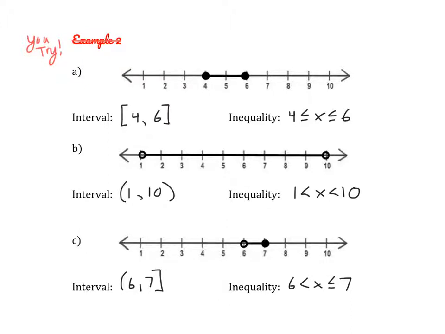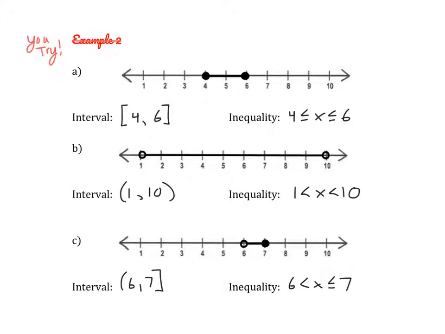Okay, go ahead and check your answers. So here it's between 4 and 6, it's closed dots, so both are brackets. And then it's between 4 and 6, and because it's closed dots, we include the or equal to sign in our answer. For part B, it's from 1 to 10, but it's an open circle, so we do parentheses. And then here you can see the 1 and the 10, and since they're open circles, we just say less than and not less than or equal to.